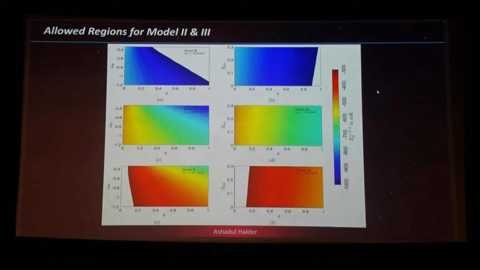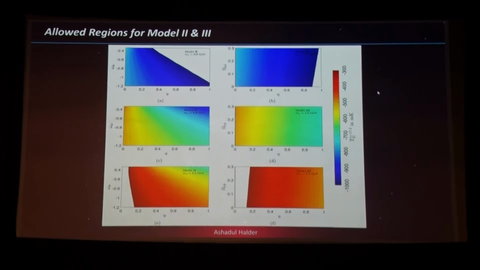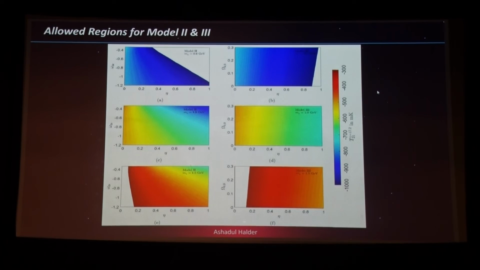Here can be seen that this three is for model 2 and this is for model 3, for different dark matter mass. The first row is for m equals 0.6 GeV, second for 1 GeV, and third for 1.5 GeV. It can be seen that for higher values of omega de, the values of temperature are less, while in the case of model 3, as the values of curvature increase, the brightness temperature also increases slightly.